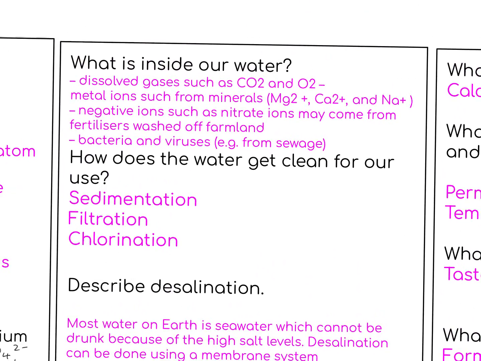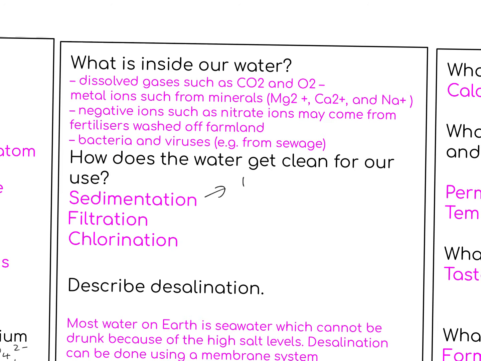What is inside our water? Loads of things are inside our water. Dissolved gases such as CO2 and O2. Minerals: magnesium, calcium, sodium. Negative ions such as nitrate, which come from fertilisers, and bacteria and viruses. So it's really important that our water gets cleaned. And there's 3 stages to that.